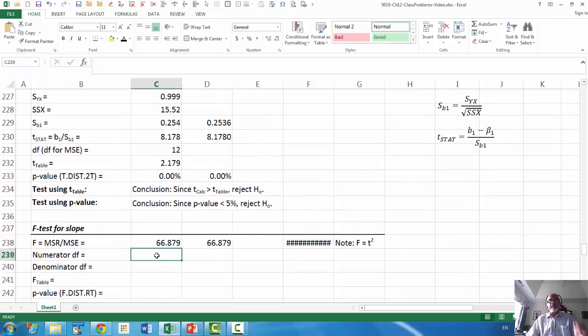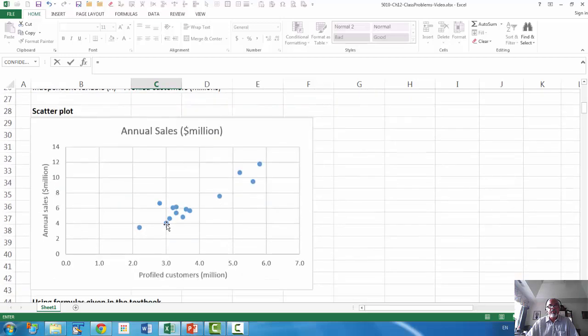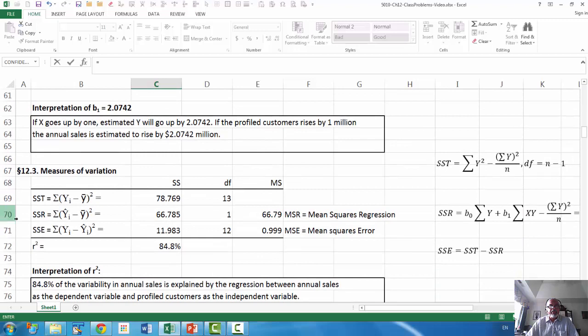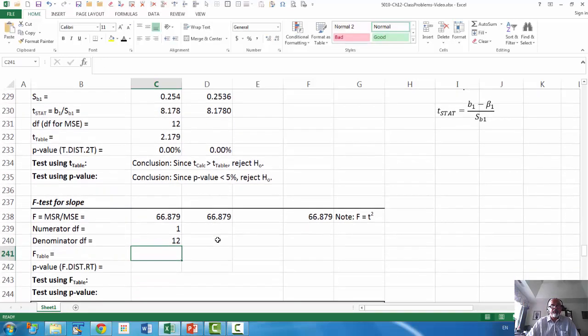So the numerator degrees of freedom is the degrees of freedom for regression, and the denominator is the MSE degrees of freedom. So the MSR degrees of freedom is here, and then D71 is the degrees of freedom for MSE, the denominator.